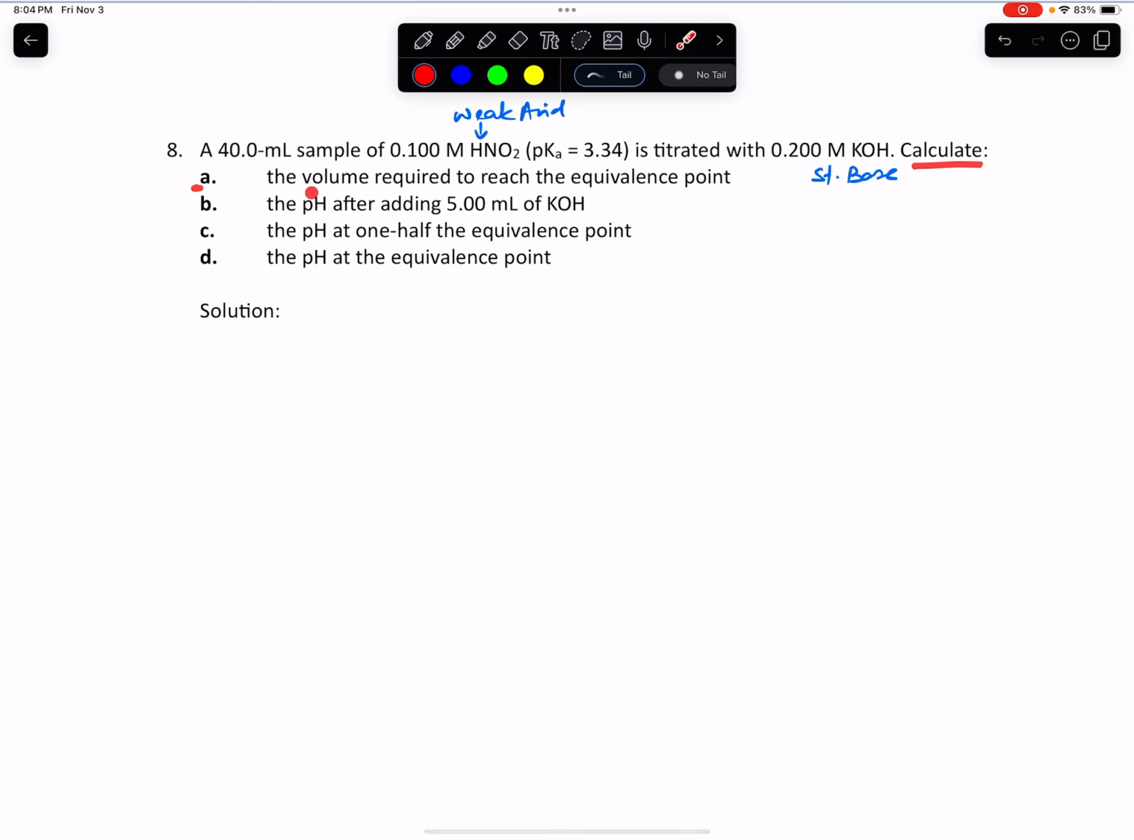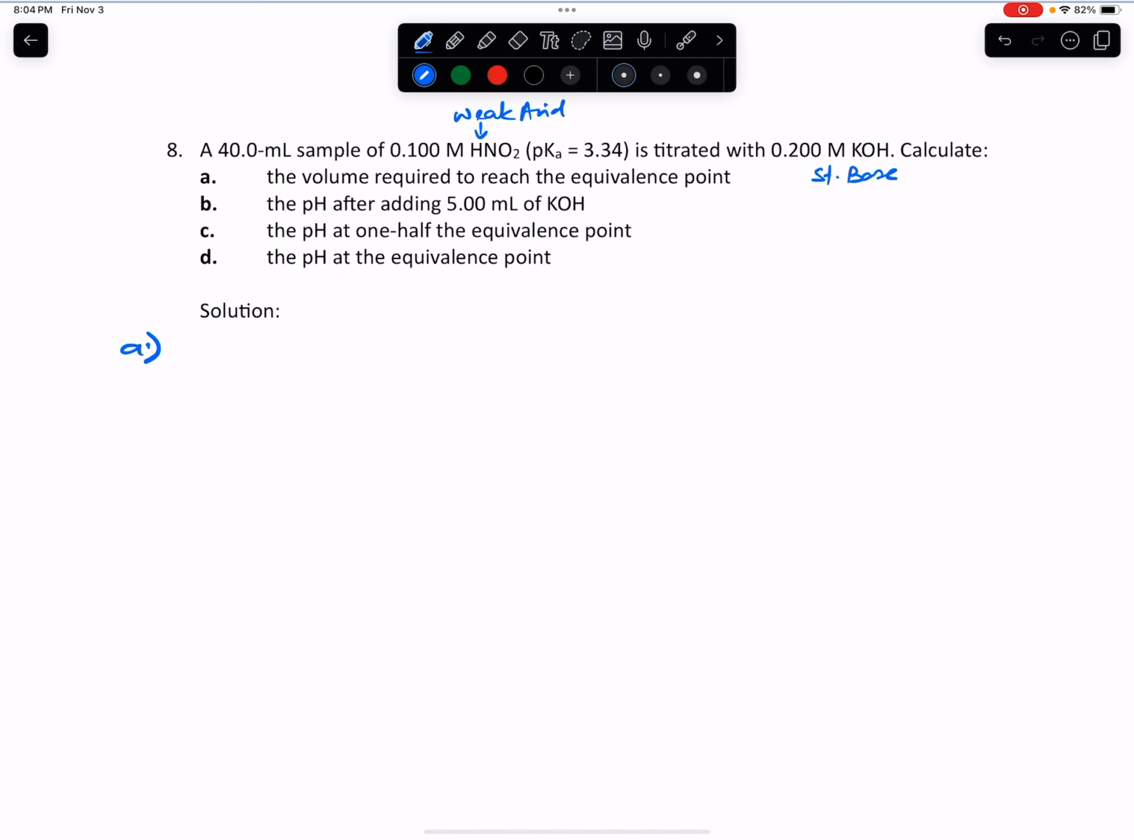Calculate the volume required to reach the equivalence point. First of all, the equivalence point is the point where the number of moles of base is the same as the number of moles of acid. The volume of the acid is not changing, but the volume of the base is changing. Since at the equivalence point the moles of acid equal the moles of base, step one is to calculate the moles of acid using this information.